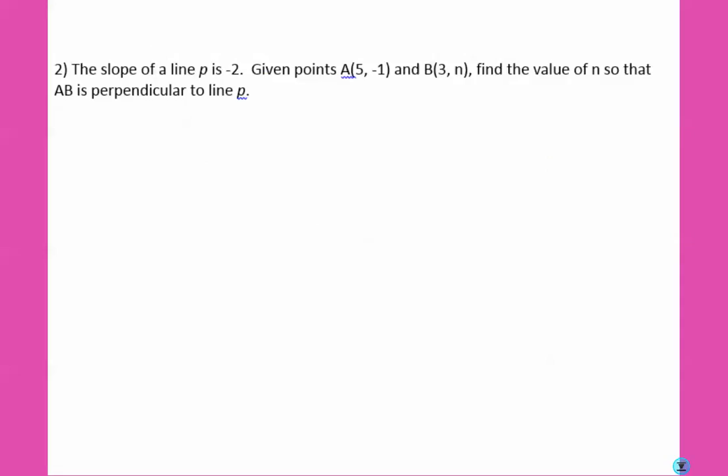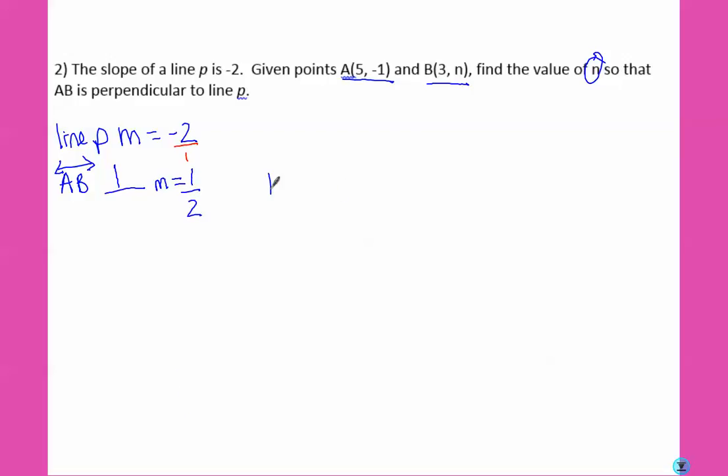Now what if graph paper wasn't available? The slope of a line P is -2. Given point A at 5, -1, and point B at 3, n, find the value of n so that AB is perpendicular to line P. So line P has a slope of -2. AB, we want it to be perpendicular, so we know the slope would have to be, this one was negative, the perpendicular slope will then be positive, and the reciprocal of 2 would be 1/2.